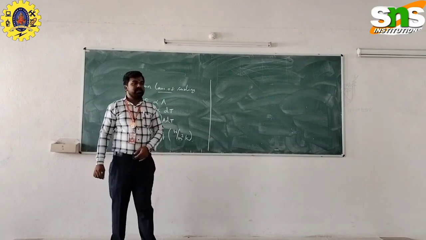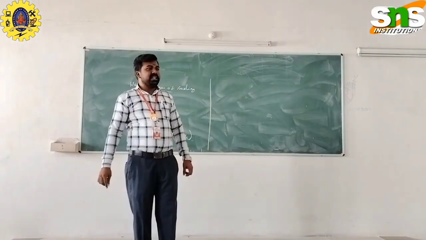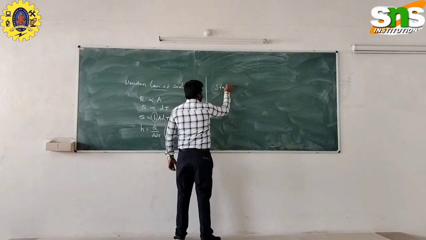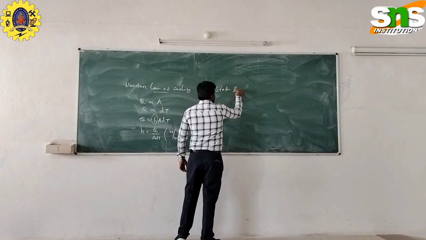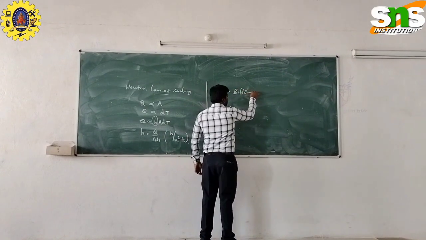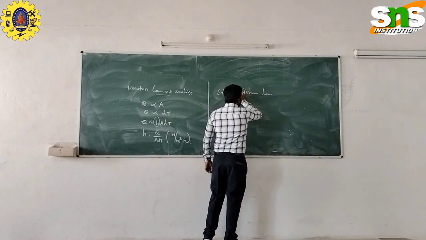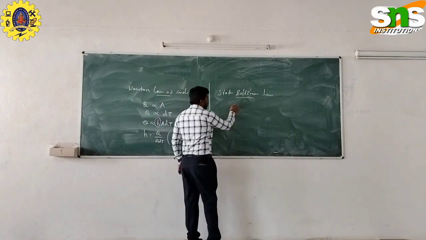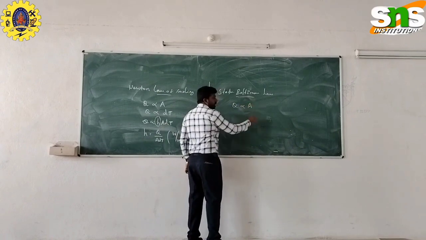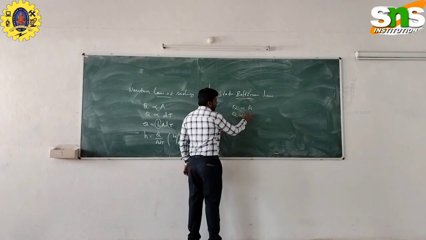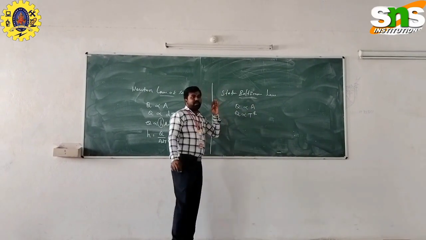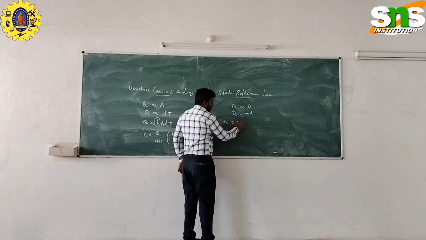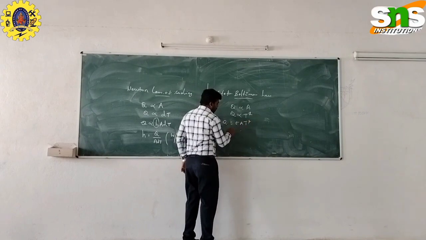Then another law is the Stefan-Boltzmann law. It states the radiation property of the materials. In the Stefan-Boltzmann law, the heat transfer is directly proportional to the area of the substance. The heat transfer is directly proportional to the fourth power of the rise in temperature. So we can rewrite it as sigma A T power 4.